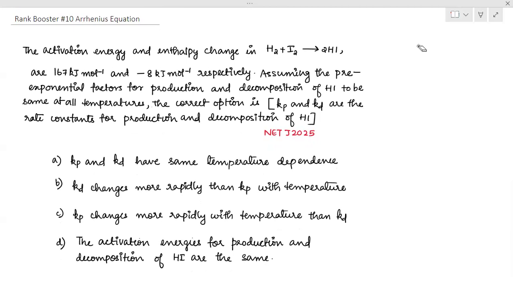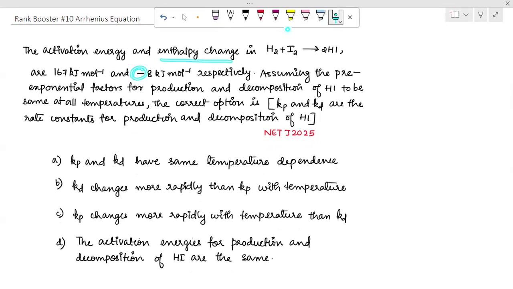mole and minus 8 kilojoules per mole respectively. So if you can see from here, what they have said is the enthalpy change which is given. Enthalpy change is negative. This is one of the things that we have to note. So if delta H is negative, we understand that this whole process is exothermic, right? So this whole process is exothermic.